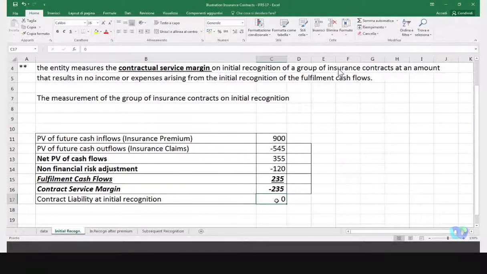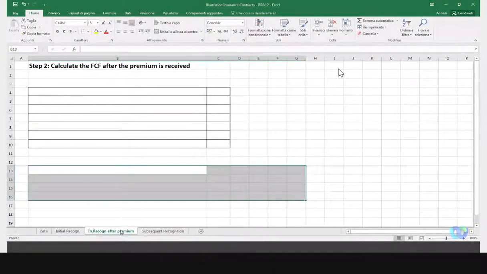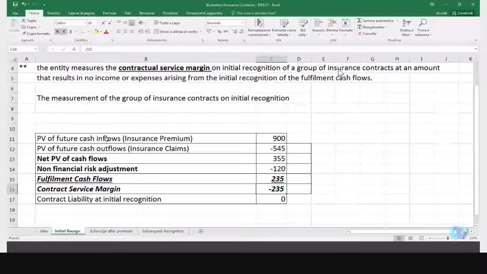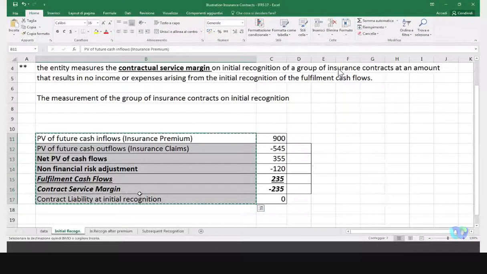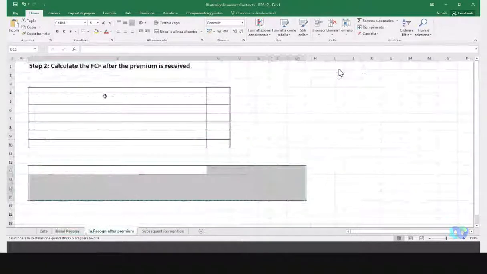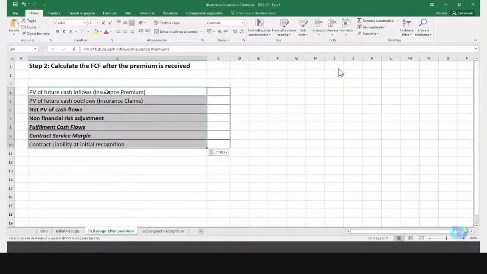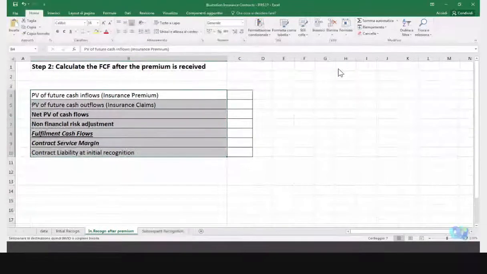Is that okay? Now, things are very easy after that. Remember, the contract service margin is minus 235 cash units. With this in mind, we continue. The next day, we receive the money in. Things change. Because with the receipt of the money, I have a liability, and I have to account for that liability right now. Again, what changes? To save some time, the same lines are going to be written over here again. Sorry that I'm just copying and pasting due to time constraints.